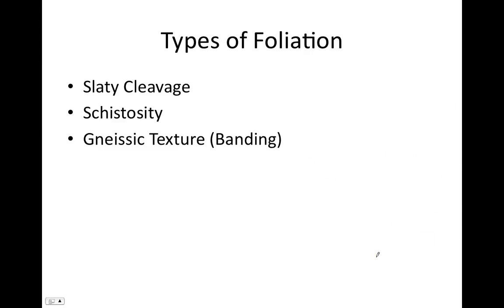So there are different types of foliation. We talked about different ways in which foliation can form, but there are different types of foliation depending on the grade of metamorphism. The first, we're going to look at slaty cleavage, then we're going to look at schistosity, and finally gneissic texture.